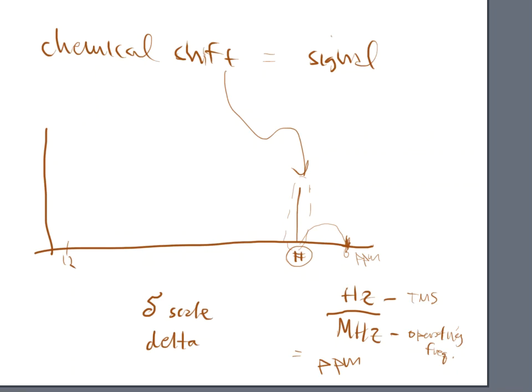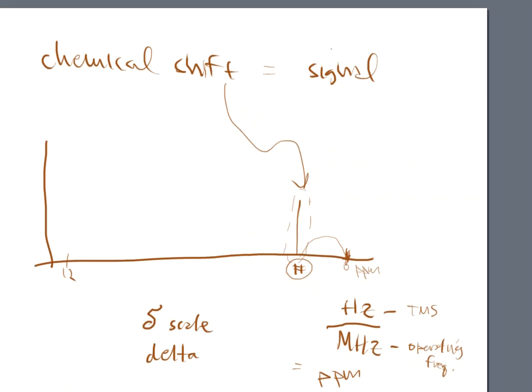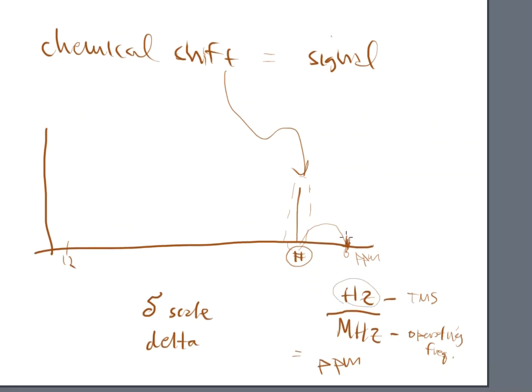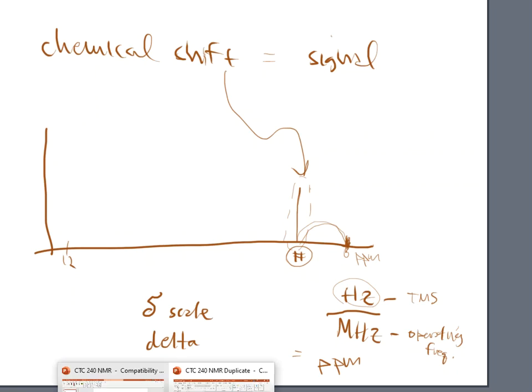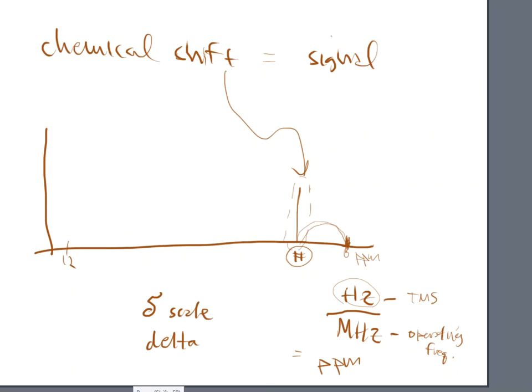Okay? All right, so parts per million is the unit. 2 parts per million, 12 parts per million, 6 parts per million, 0 parts per million. But keep in mind that parts per million is actually in reference to the hertz, which is the distance from the TMS to the signal, over the megahertz, which is the operating frequency of the instrument. All right, so I think I want to show you an actual image of an NMR at this point. Let me pull one up and we'll start to pick it apart.